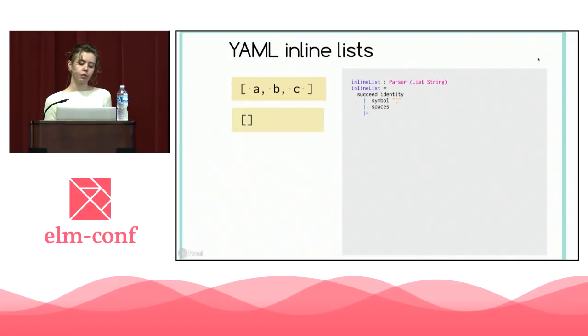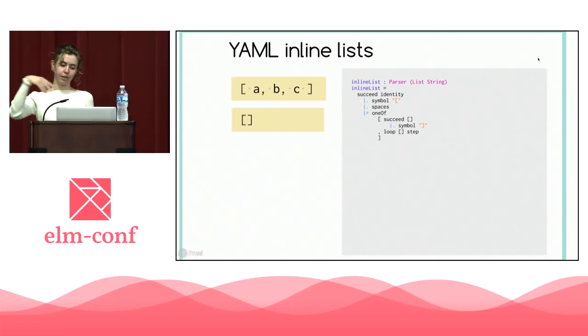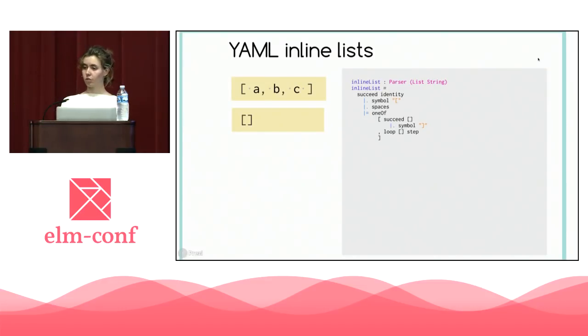So we want to start out parsing that bracket and the spaces. Oops. And then we want to parse A, or do we? Then it can be an empty list instead. So we want to ask ourselves, okay, is it the end of the list? And then we send back the empty list. And if not, we continue to the actual looping.